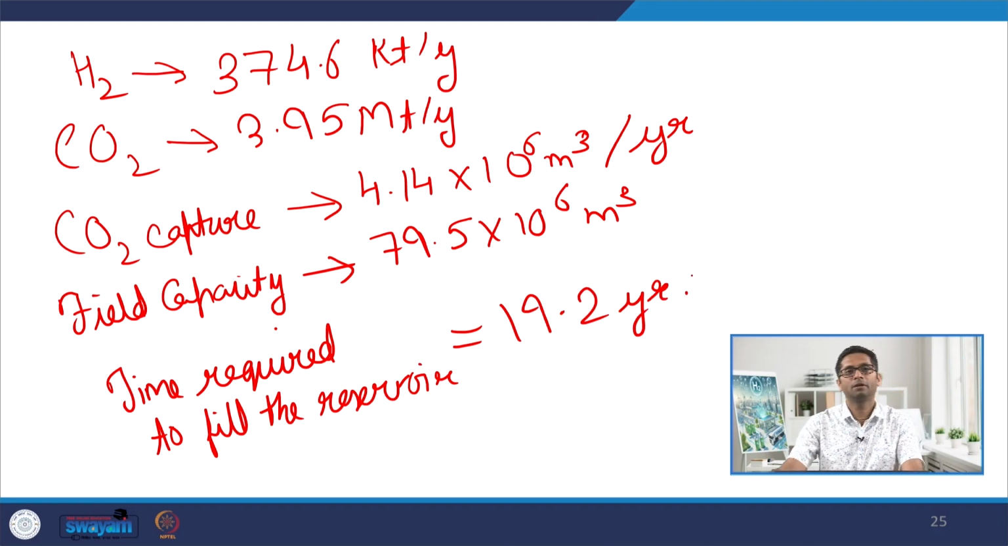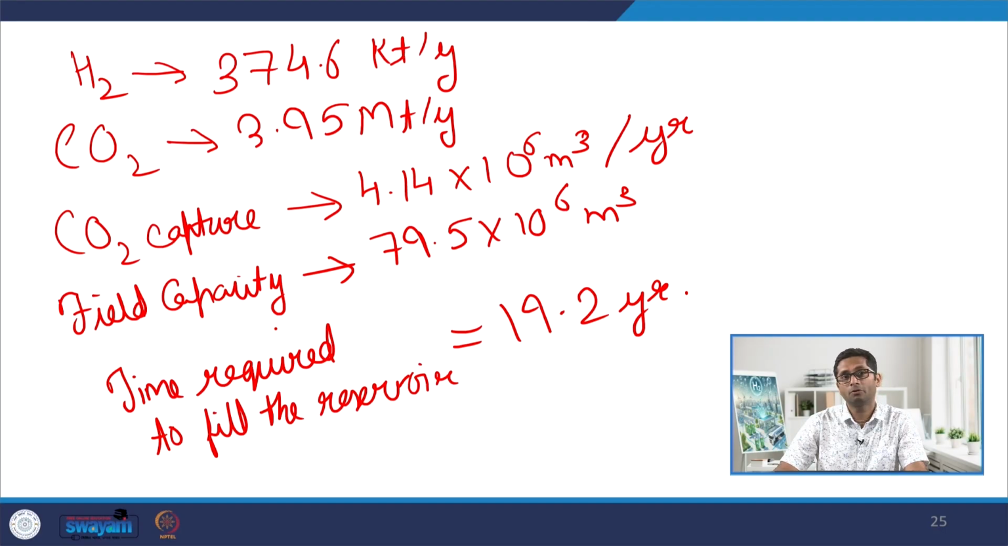So, it will require only 19 years or so to fill in this reservoir. This is the problem that you are normally going to face in terms of carbon sequestration: even if you happen to have a nice empty reservoir where you can sequester the CO2, it is going to fill up rather fast, and the size of the reservoir that I have assumed here is quite significant, and that is going to fill up in roughly 19.2 years.